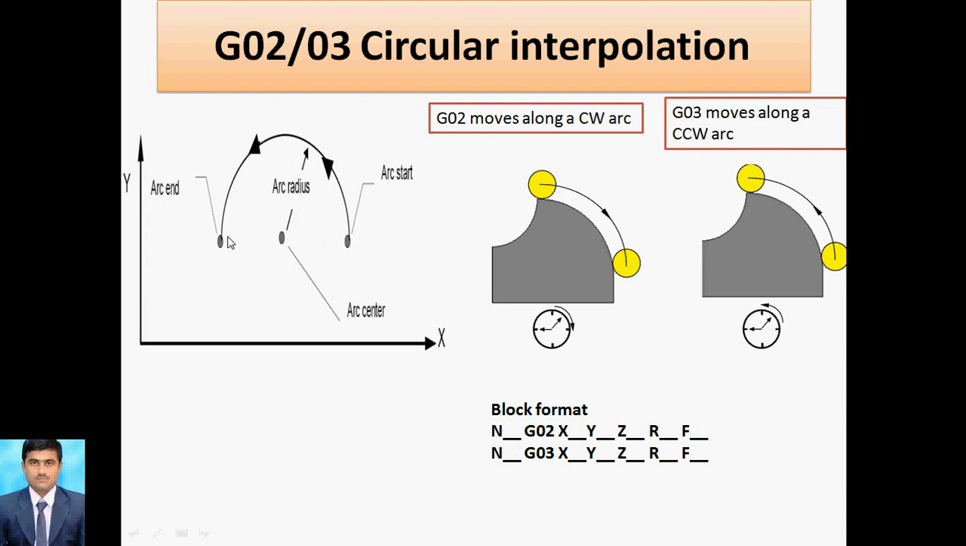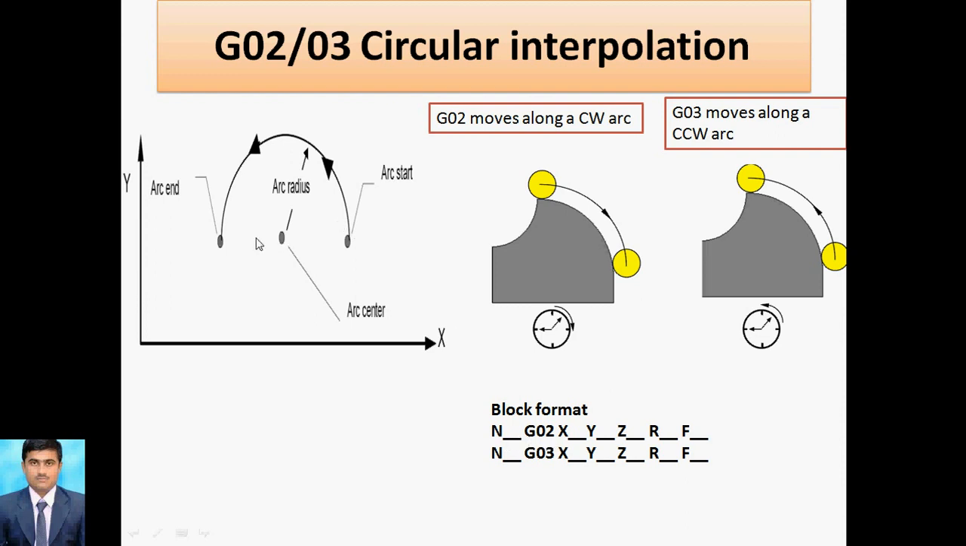So first of all you mention the start point, and then you mention the target value with radius. Here I mentioned N01, so this is the first block. G02 is clockwise. Suppose clockwise is there, then we can use G02 and express the values XYZ, that is the target value. Suppose the start point is over here. First of all you mention the start point, and after that we can mention this block.